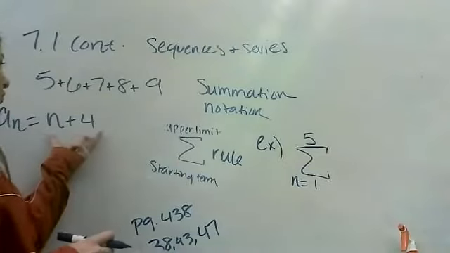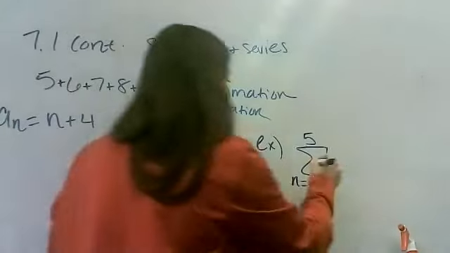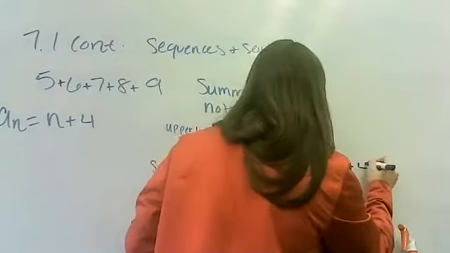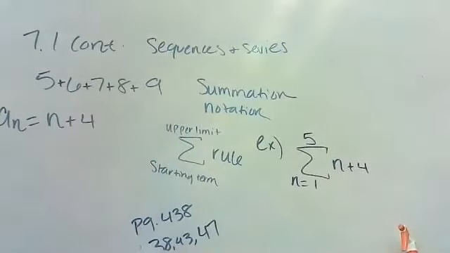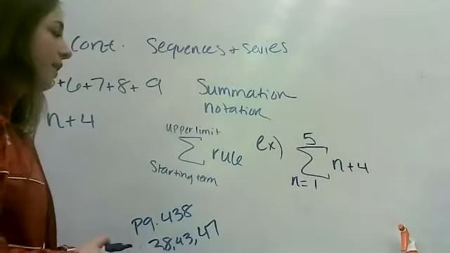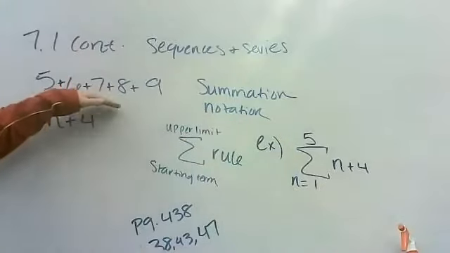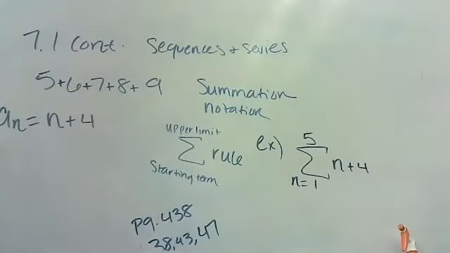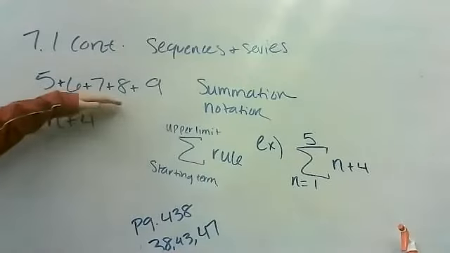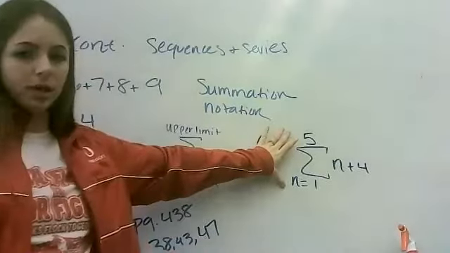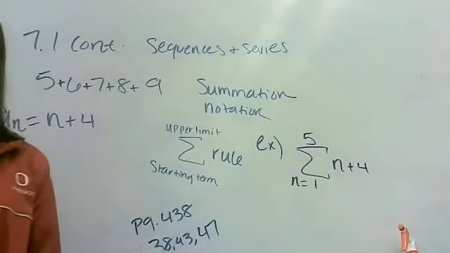Then the rule that I wrote for this was n+4. So that rule goes right here. That's your summation notation. Okay? From here, if I have only summation notation, I should be able to write this series using just that information. We're going to do that in just a second. But this was taking a series and writing it as a summation notation. Are there any questions on that?